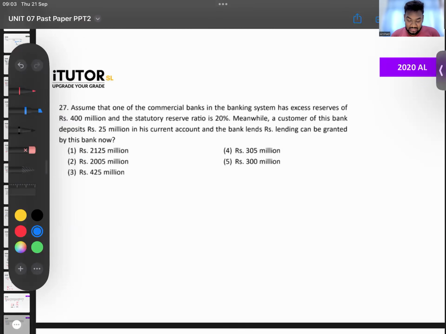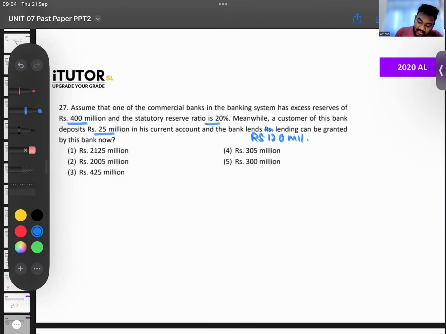Assume that one of the commercial banks in the banking system has excess reserves of 400 million. SRR is 20%. Meanwhile, a customer of this bank deposits 25 million in his current account and the bank lends, the question is incomplete. Can you give me the number here, guys? I have missed the number when typing. Bank lends how much? Bank lends rupees 120 million, make this correction guys.